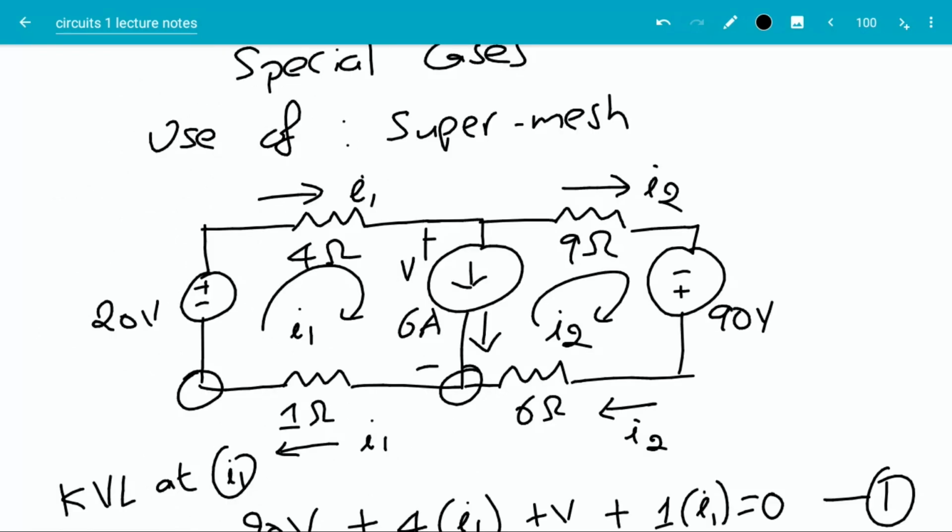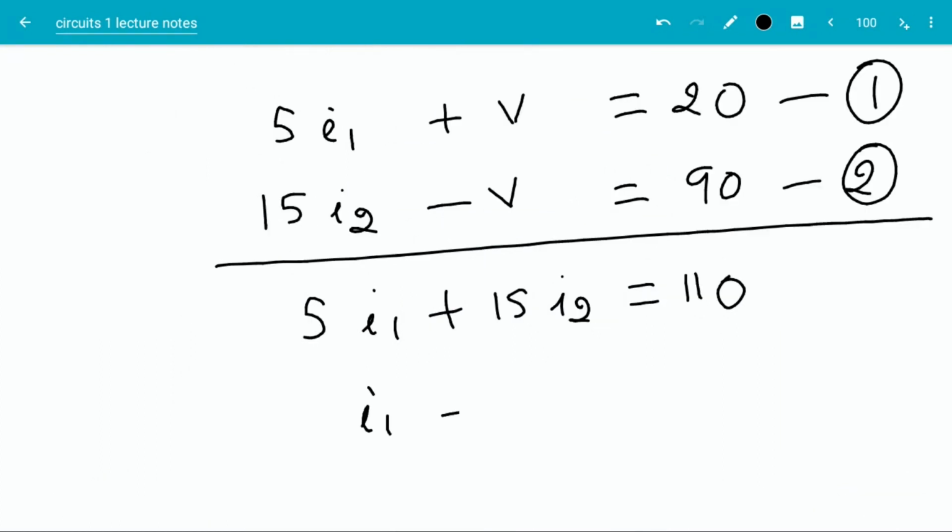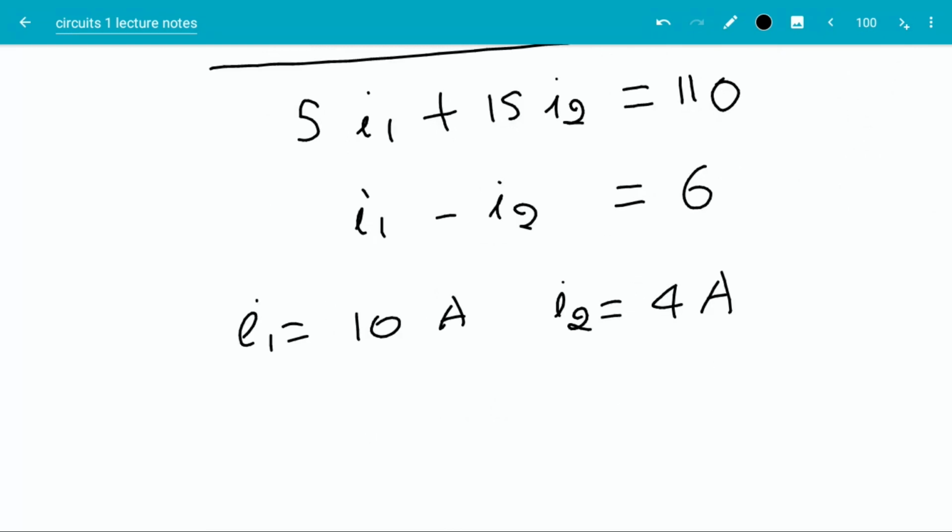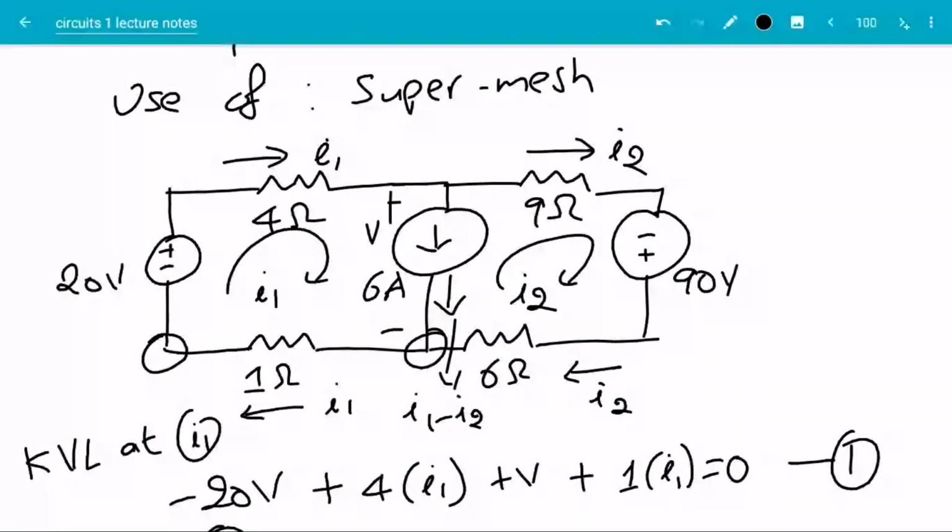Note that the branch current induced on the center branch by the loop currents will be I1 minus I2. And we know that that branch current should be 6 amps, which will give us our next equation, which will be I1 minus I2 should be equal to 6. Solving these two equations, I get I1 as 10 amps and I2 as 4 amps. If you noticed, the complication here was how to deal with the current source.